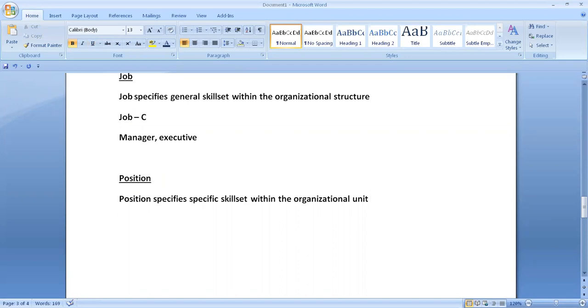So we are talking about specific skill set. Position represents a specific skill set within the organizational unit, which may not be applicable for the entire structure. You can specify position code as S. We are using different codes.